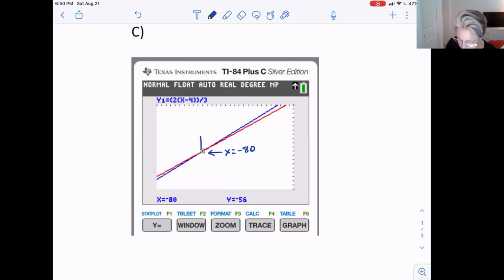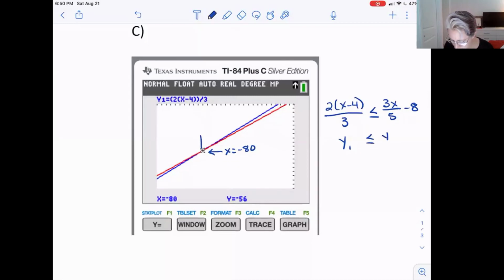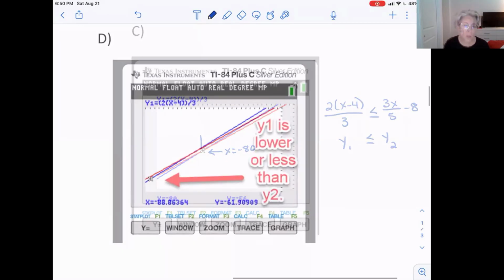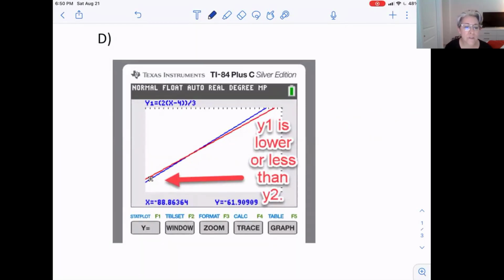It was asking us when 2 times x minus 4 over 3 is less than or equal to 3x over 5 minus 8. This left-hand side we said was y1, and the right-hand side was y2. We need to determine when that first equation in this picture is graphed in blue, and the second equation that we put in, which is graphed in red, that's the left side and right side, when is the left side lower or less than?